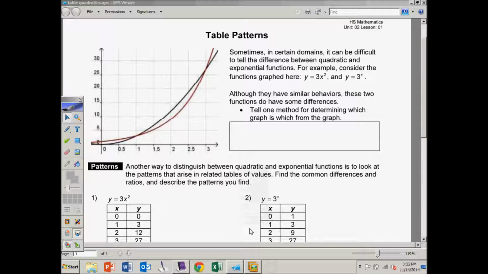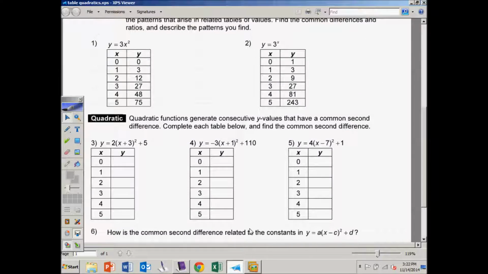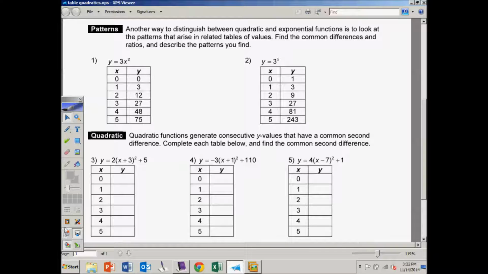Well, sometimes you're also just given a table. So if you're just given the table, that can even be confusing within itself. So using a table, what you have to pay attention to is your common differences and common ratios. When you're dealing with quadratic functions, which this is our quadratic, right? There's going to be a common difference, a second common difference.